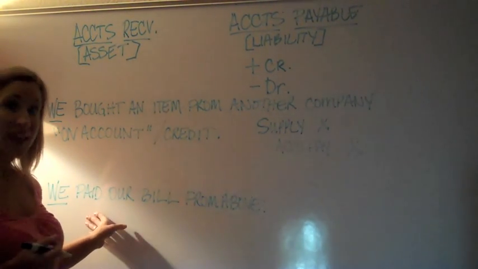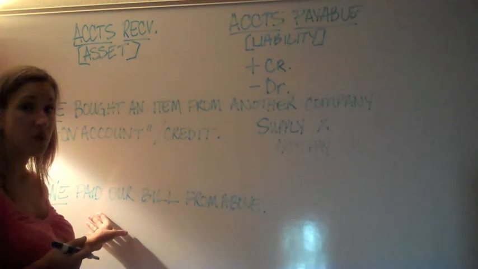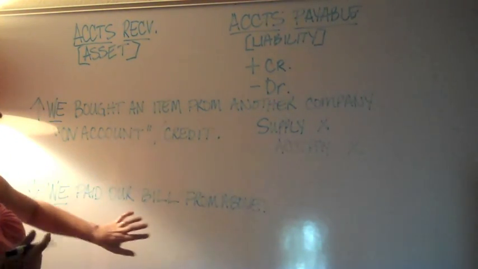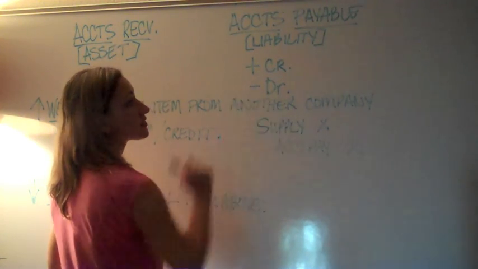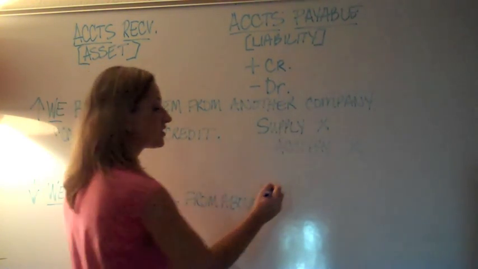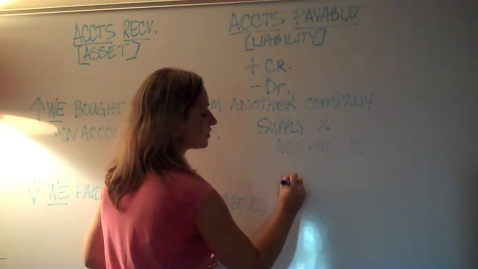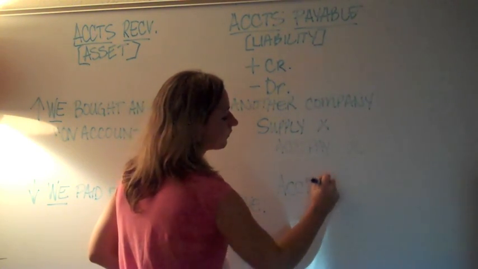This means that we paid on our bill that we owed from right here. Anytime we paid for that, we're going to decrease this liability account. Liabilities decrease on the debit side. So I'm going to debit accounts payable.